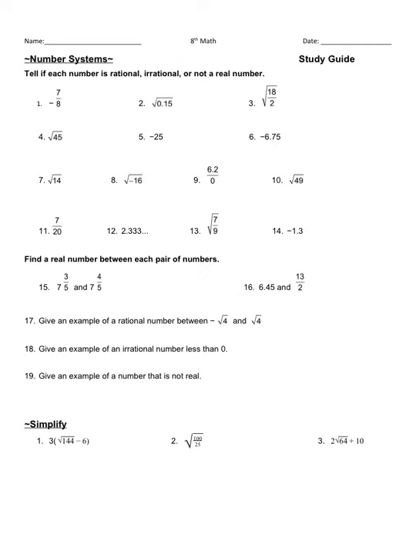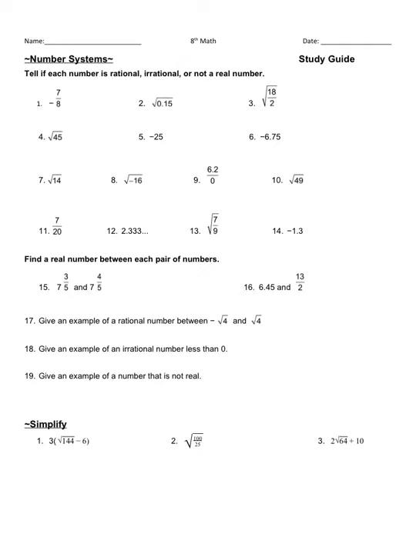So if we start out with the first section, I'm just going to read the directions and then work a few with you. The directions for the first set say, tell if each number is rational, irrational, or not a real number. Remember, rational numbers can be written as fractions. Irrational numbers cannot be written as fractions. They're non-terminating, non-repeating decimals. And then not a real number, those are numbers where you put them in the calculator, it gives you an error. Things that don't exist or aren't possible.